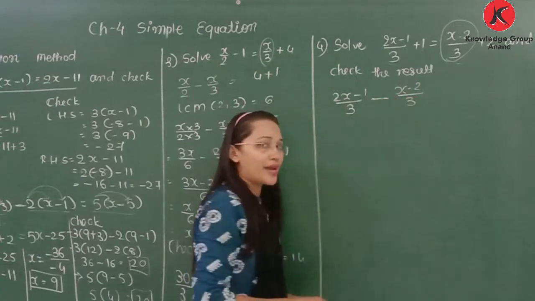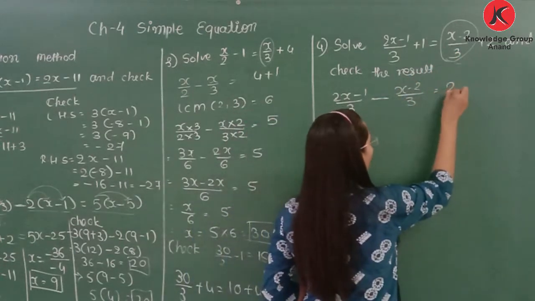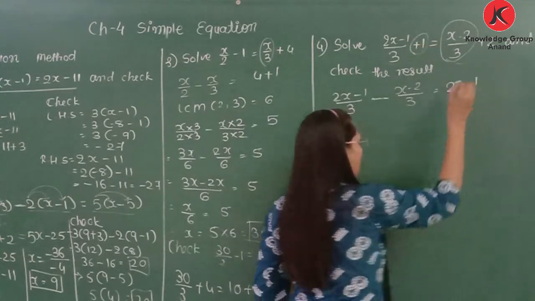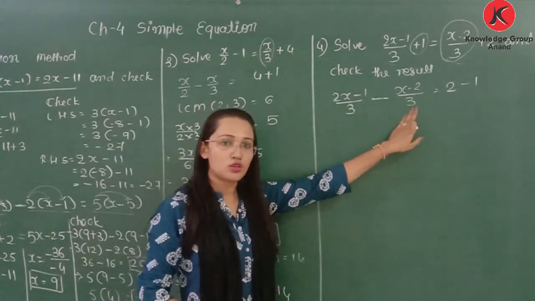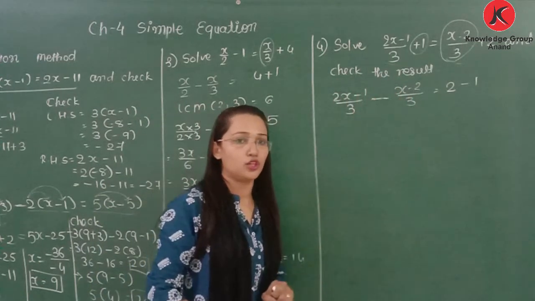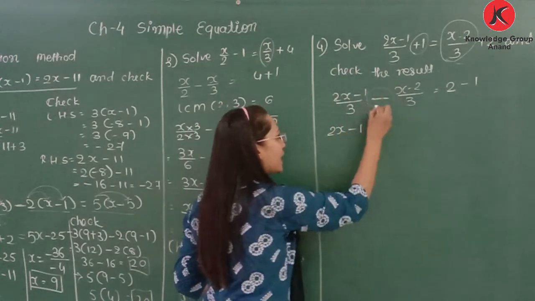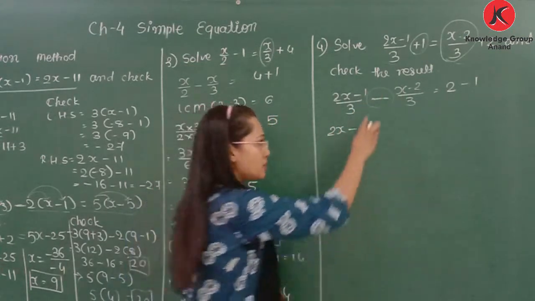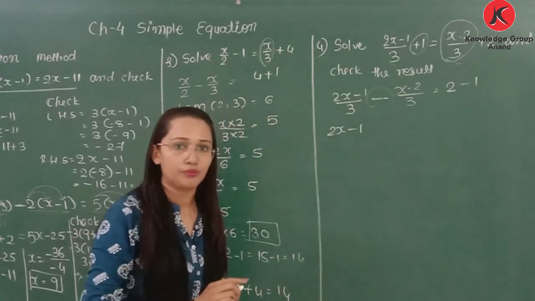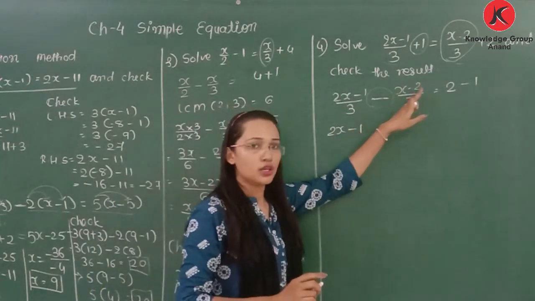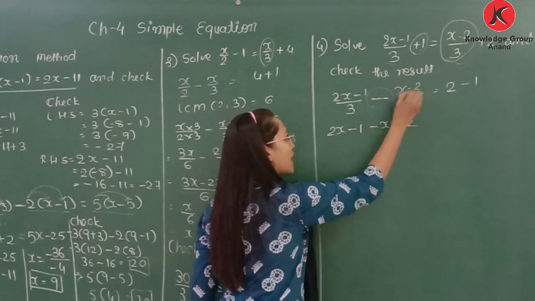Now here it is a minus sign, because the sign of this term is plus 2, 1 is there, so it becomes minus 1. Now the denominator is the same, so you can directly add or subtract the numerators. So 2x minus 1. Now here it is a negative sign. Whenever this sign is negative and applied to both terms inside the bracket, their signs will be changed. So here it is minus x plus 2. Both signs will be changed.